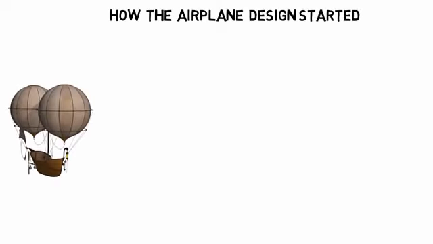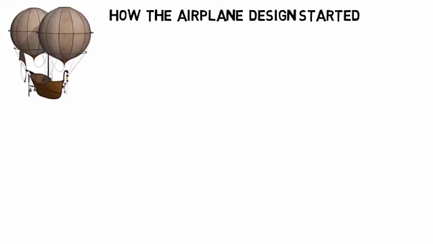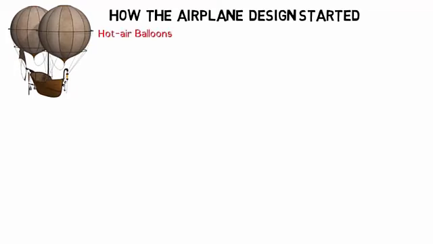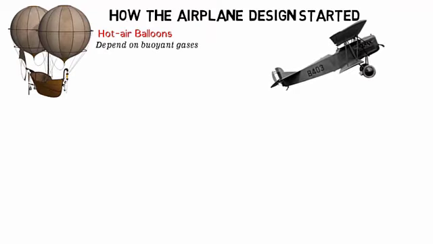How the airplane design started. By definition, an airplane is a fixed wing, heavier than air vehicle powered for flight. Unlike blimps, hot air balloons and other lighter than air aircraft that depend on buoyant gases, heavier than air aircraft achieve their lift through their propelling engines and the interaction of other aerodynamic forces.